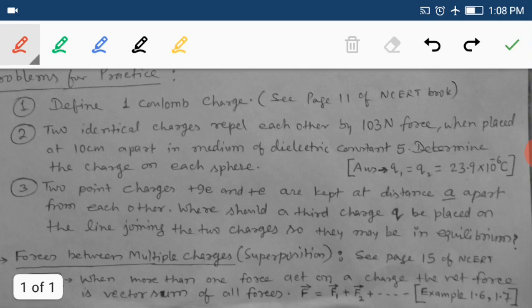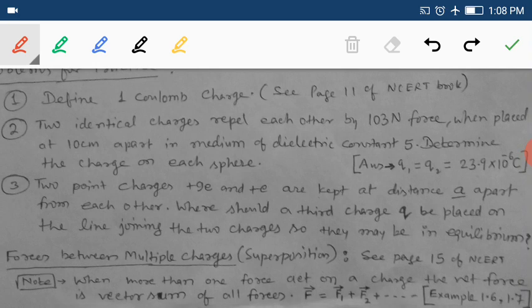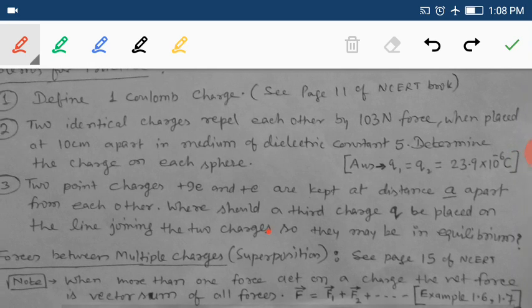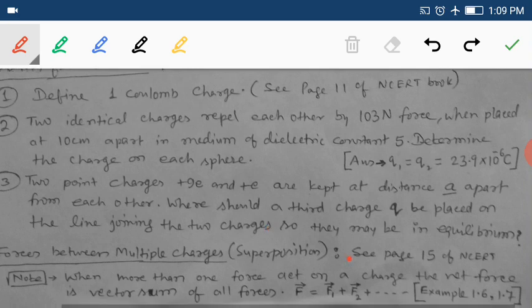The second question is, two identical charges repel each other by 10^3 Newton force when placed 10 centimeter apart in a medium of dielectric constant 5. याद है आपको dielectric constant, अभी थोड़ी देर पहले बताया आपको, epsilon r जो होता है वो dielectric constant होता है. If medium is air then its value you have to take as 1, लेकिन मीडियम अगर एयर नहीं है तो उसकी वैल्यू दी होगी always, correct? So it is given that dielectric constant value is 5, and you have to calculate the charge on each sphere by using the same formula.